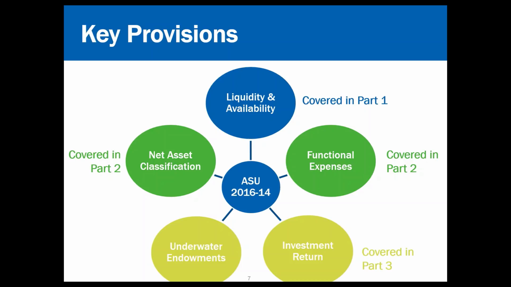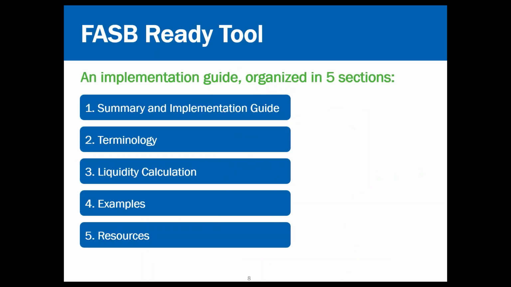And then in our third webinar, we covered some additional provisions, things like underwater endowments and concepts around investment return. So we're going to see that there's a little bit of everything in these FASB changes. We've got some new disclosures, some new terminology, some new ways of presenting financials, and some different concepts like underwater endowments. If we go to the next slide, again, we see a little bit of everything.